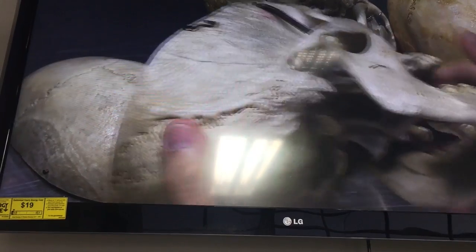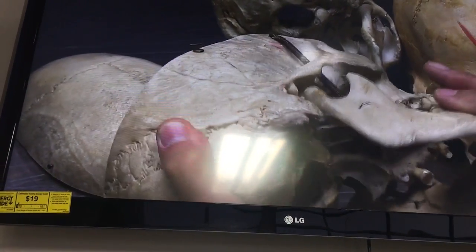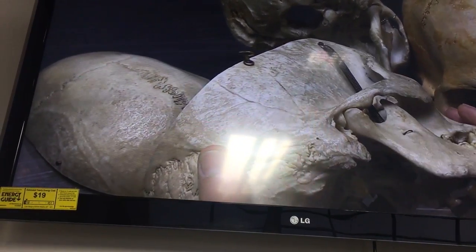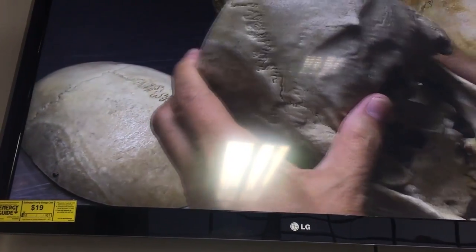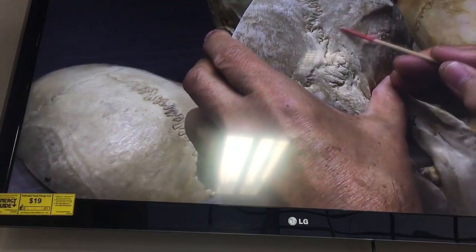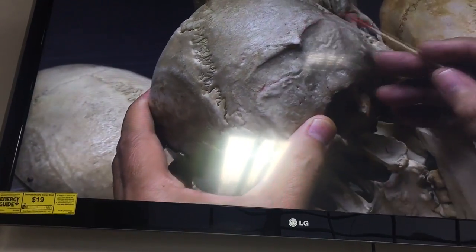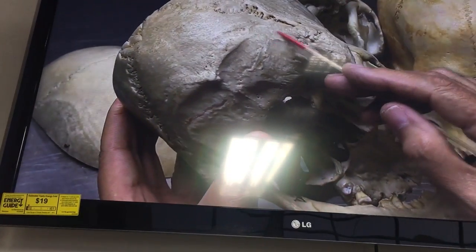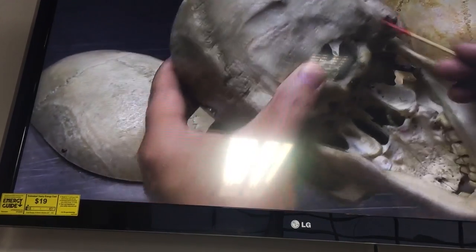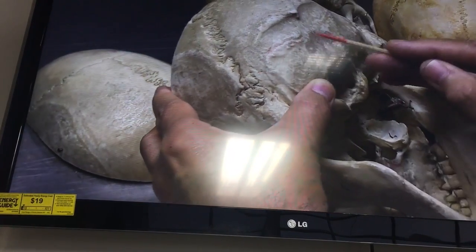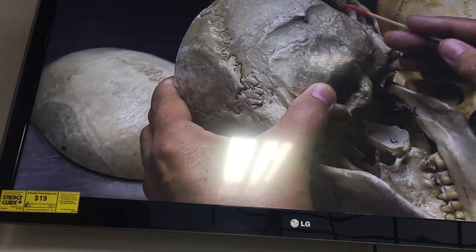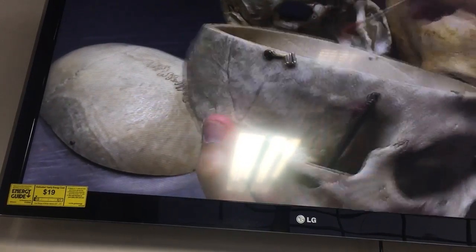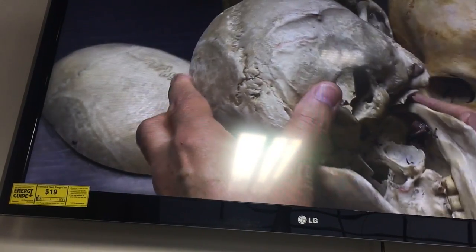Alright, so we can leave the line there. This is the superior nuchal line, which goes all the way over into the supramastoid crest. And this is the inferior nuchal line along here. The superior nuchal line is also the external marking of the transverse sinus, which the professor will normally show you.